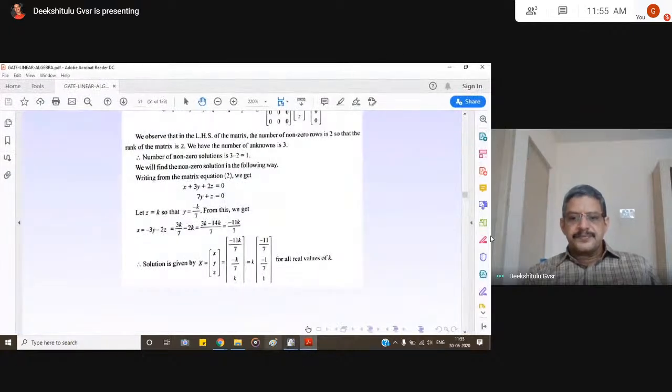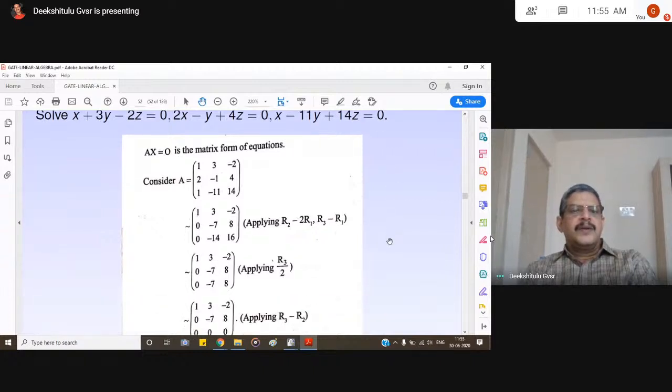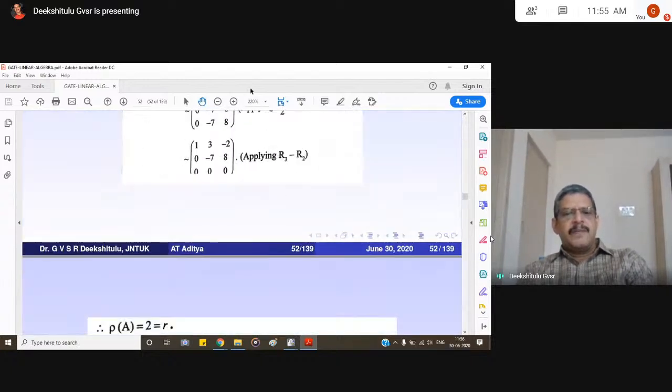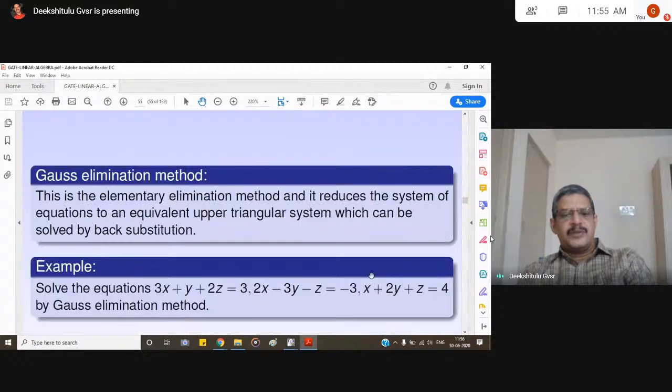Next, another problem. x plus 3y minus 2z is equal to 0, 2x minus y plus 4z is equal to 0, x minus 11z plus 14z. So this is again reduce this into echelon form and solve the equations like this. Then these are the classical methods, whatever we have, depending on the rank, system of equations, all that.